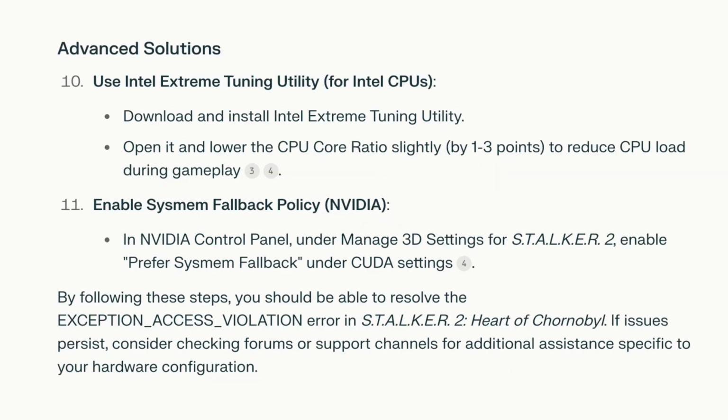Advanced solutions: use Intel Extreme Tuning Utility. Lower the CPU core ratio slightly to reduce load during gameplay. By following these streamlined steps, you should be able to address the exception access violation error effectively. If problems continue, consider checking online forums for more tailored advice based on your specific setup.